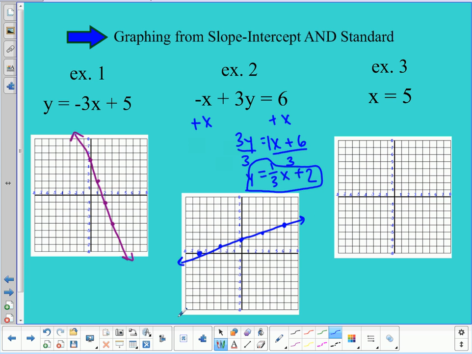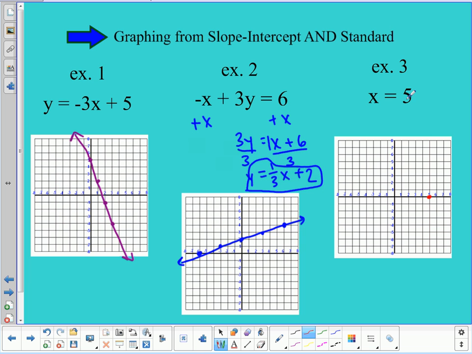Now in number 3, normally we're looking for the y variable to be by itself, but 3 doesn't actually have a y variable. There is no y variable. So my only equation in number 3 is just x equals 5. So I need to ask myself, where does x equal 5? Well, x equals 5 right here. So then you also have to wonder, is this going to be a horizontal line like that? Or is this going to be a vertical line like that?